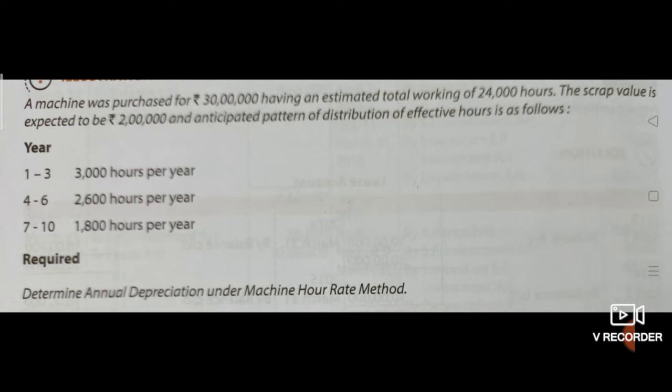The scrap value is expected to be ₹2 lakhs. And the anticipated pattern of distribution of effective hours is as follows. First 3 years, from 1st to 3rd, 3,000 hours per year. 4 to 6, 2,600 hours per year. And 7 to 10 years, 1,800 hours per year. You are required to determine annual depreciation under the machine hour rate method. So let's calculate this.